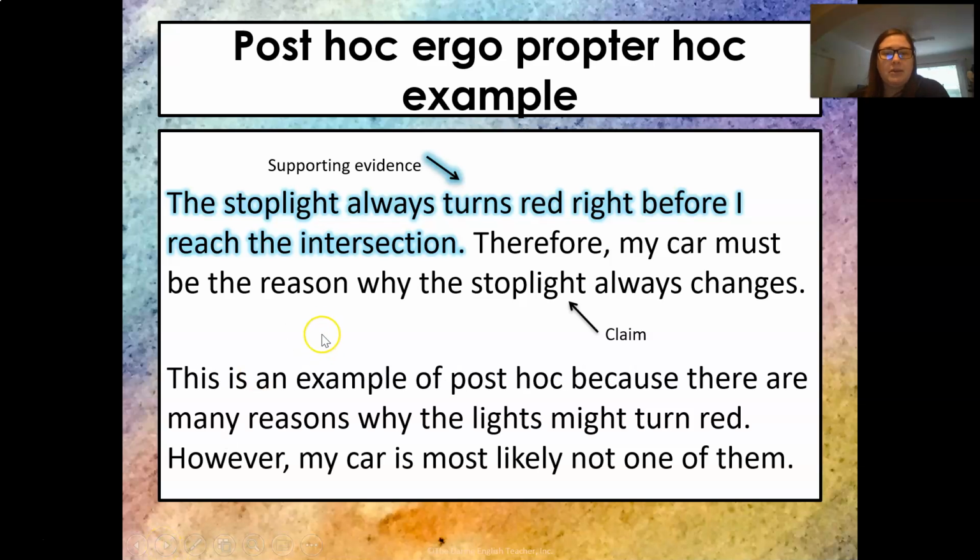The flaw that I've made in my reasoning here is I reach the intersection, the stoplight turns red, therefore my car causes the stoplight to turn red. And we know that's not true. We're saying because the stoplight turning red happens after my car reaches the intersection, it is happening because my car reached the intersection, which is a logical fallacy.